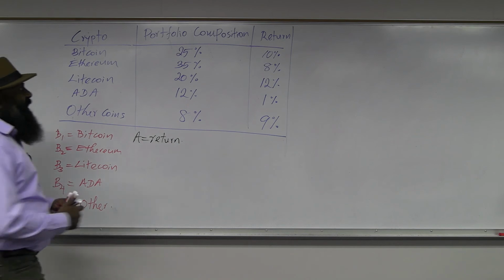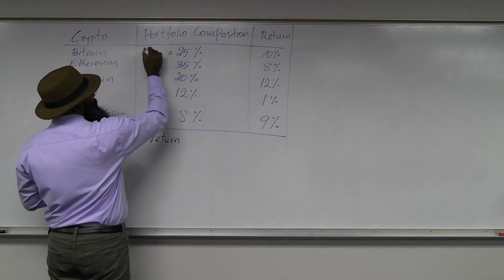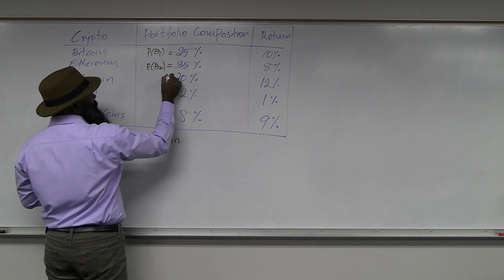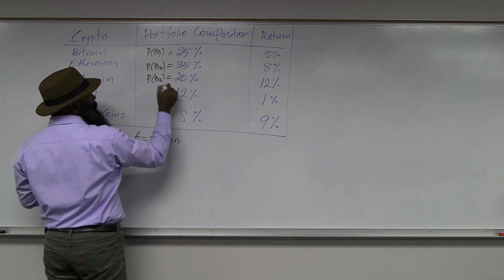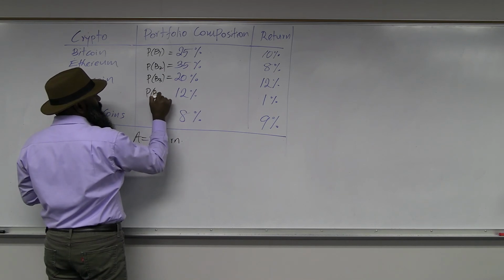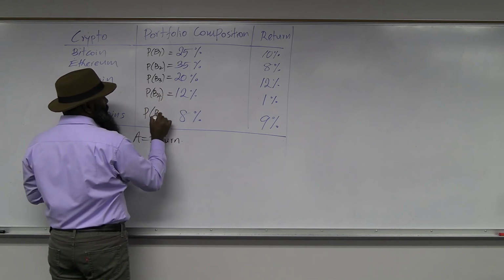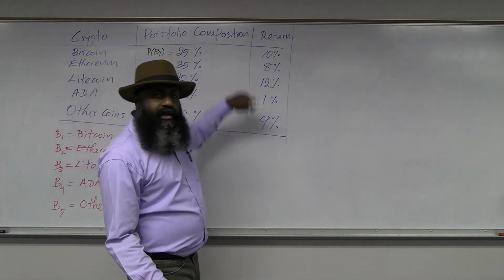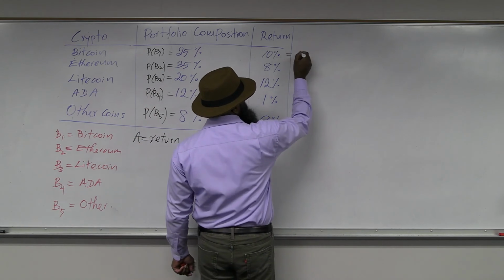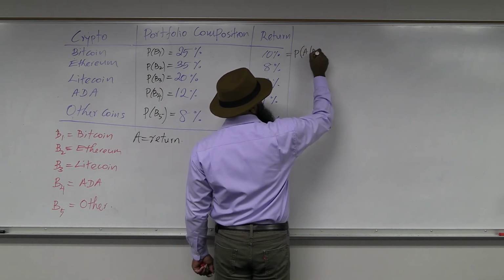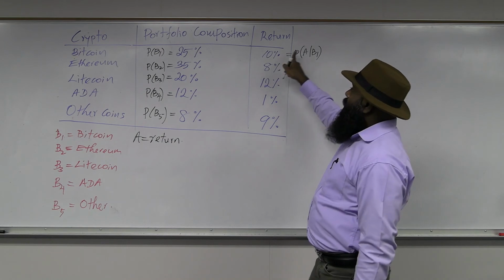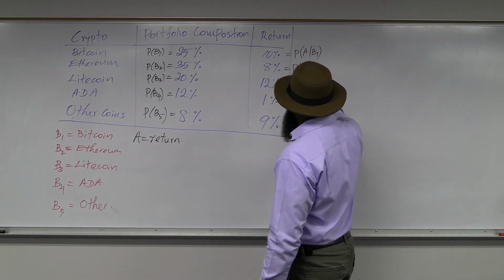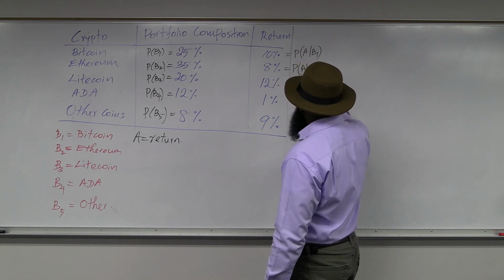You can see that these probabilities are PB1, PB2, PB3, PB4, and PB5, portfolio compositions. And these are the returns. These can be written using the symbols as P, A given B1, return given it is Bitcoin. Okay. 8% is the return given it is Ethereum, which is B2.